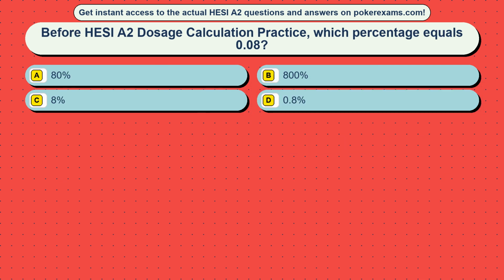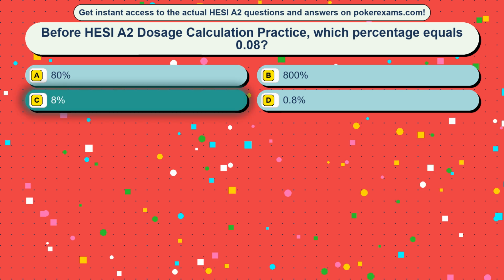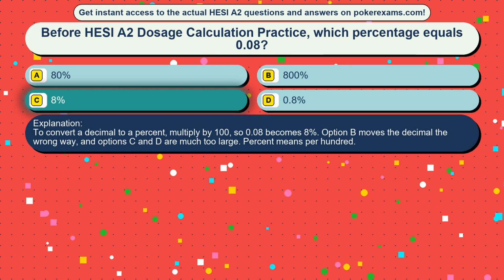Question 35. Before HESI a 2-dosage calculation practice, which percentage equals 0.08? Option A, 80%. Option B, 800%. Option C, 8%. Option D, 0.8%. The correct answer is option C, 8%. To convert a decimal to a percent, multiply by 100, so 0.08 becomes 8%. Option B moves the decimal the wrong way, and options A and D are much too large. Percent means per hundred.